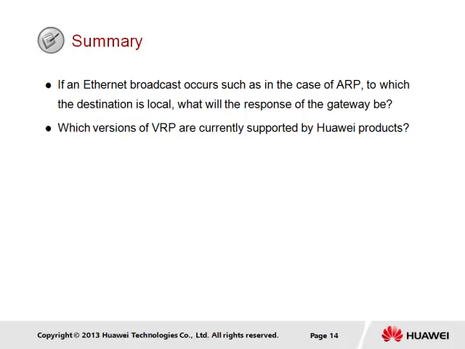Which versions of VRP are currently supported by Huawei products? Well, many Huawei products are currently supporting VRP version 5. This is also true for the ARG3 series routers and the SX7 series switches. High-end products such as Huawei's CloudEngine series switches, which are used in data center networks, rely on VRP version 8.